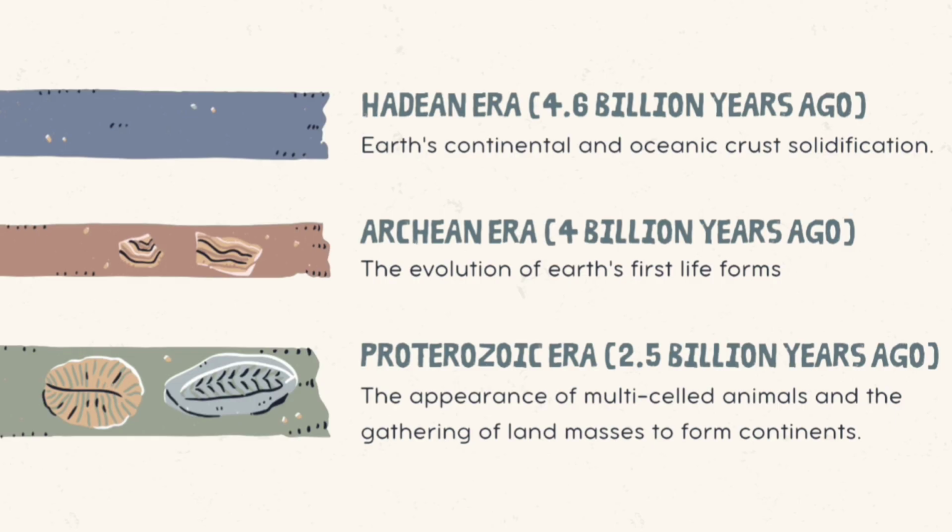Next one is the Archean era. This is where the evolution of Earth's first life forms took place, and Earth became warm during this era. At this time, most of the Earth was covered with water. Lastly, the Proterozoic era saw the appearance of multi-celled animals and the gathering of land masses to form continents. This era also lasted almost half of the age of the Earth, and the continents started to drift away.